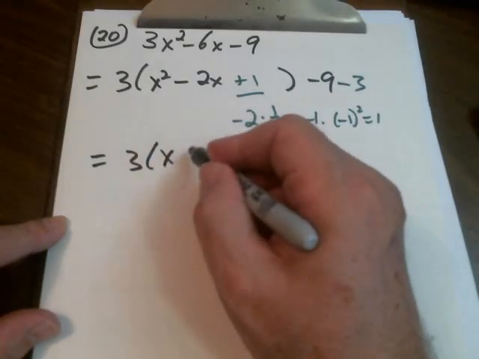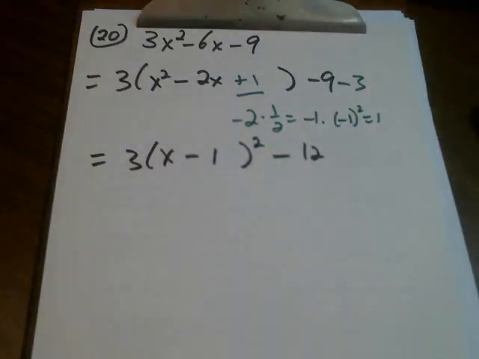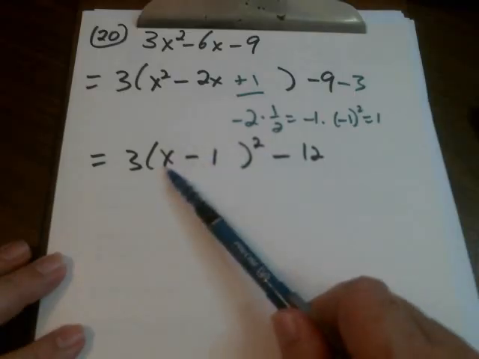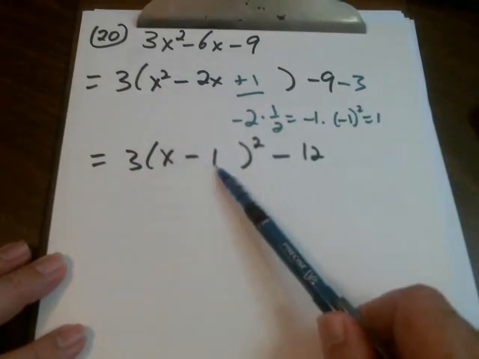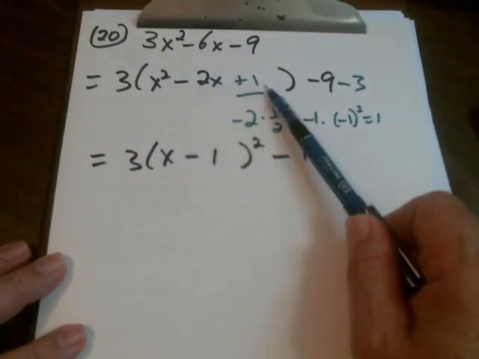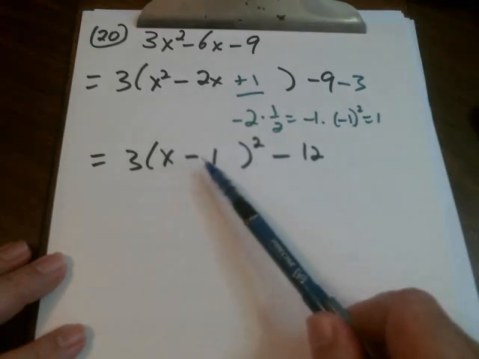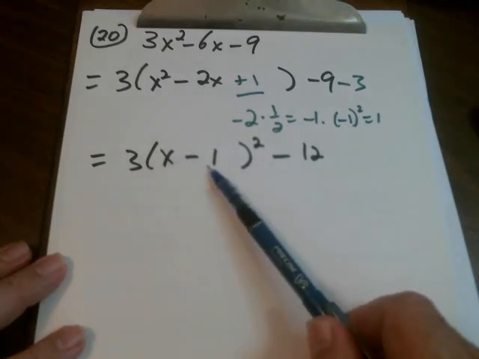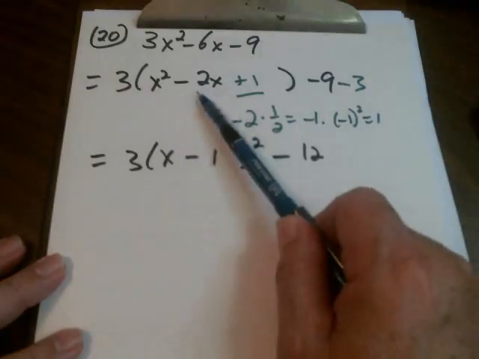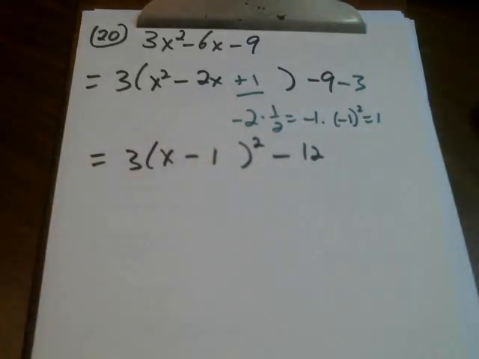Okay, the binomial should end up being this, but we'll check. I always do. Let's see. Square of the first, x squared. There you go. Negative 1 squared is positive 1, yes. And then x times negative 1 is negative x. Double that will give you negative 2x. So we're good. We're done with that problem.